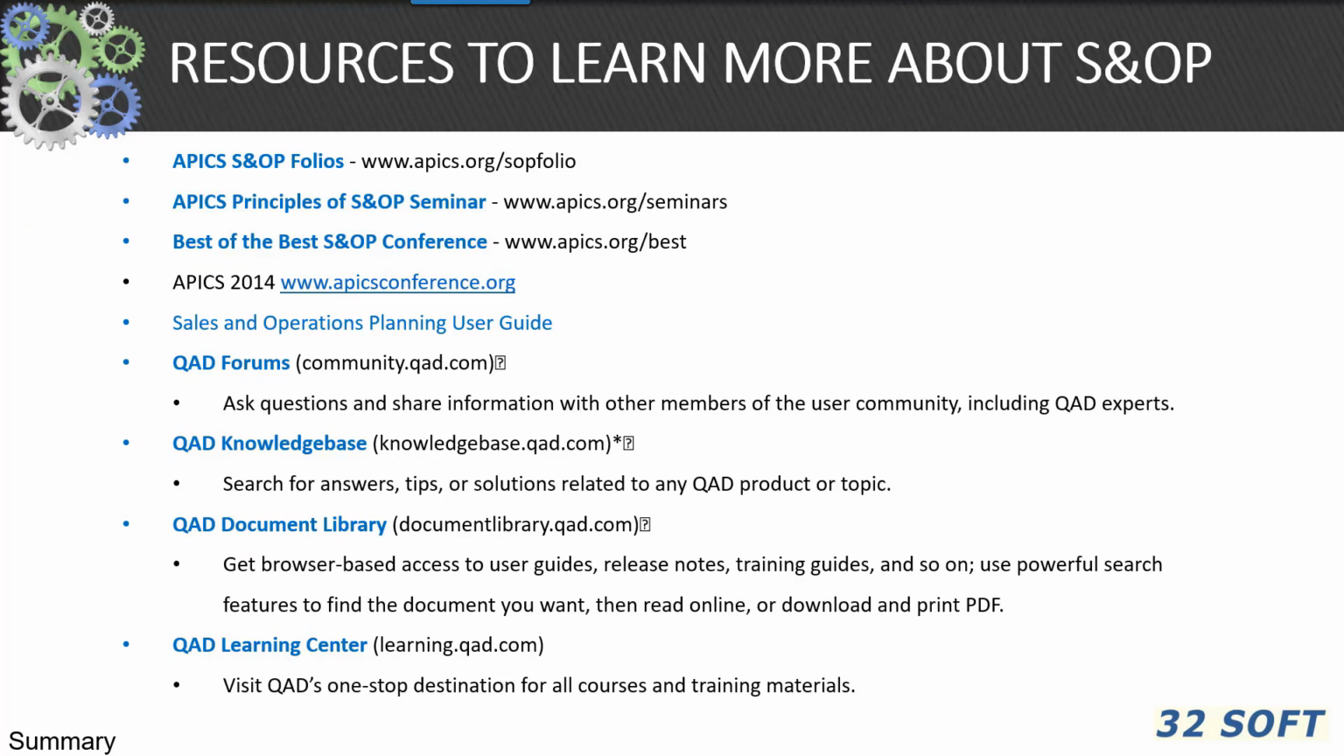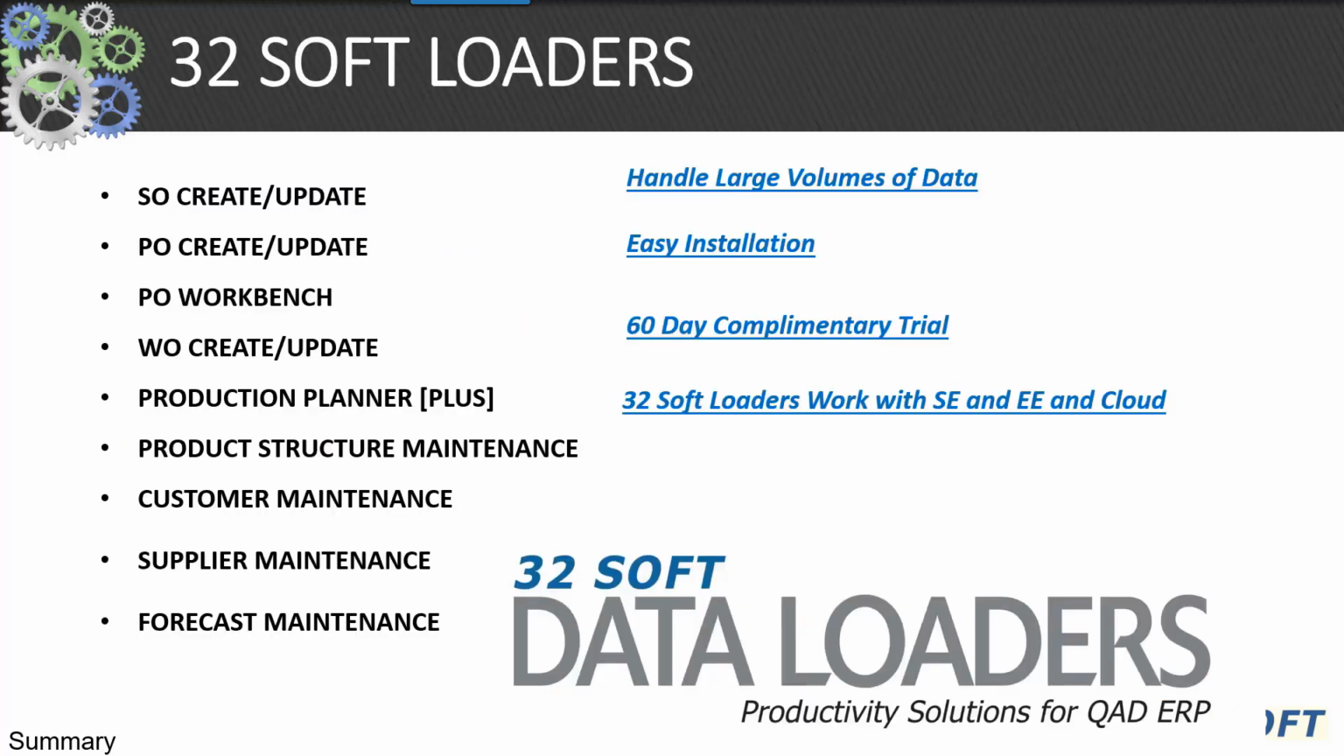S&OP is not a simple process. There are lots of resources out there for you to understand how to use it, from Apex to the QAD forums, the knowledge base, the document library, learning process. And 32Soft is there for you with several loaders and applications that can assist in the S&OP process. Again, the amount of information required to run and operate a modern ERP supply chain application is voluminous. 32Soft loaders use a simple Excel format.